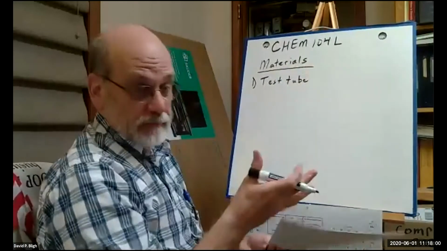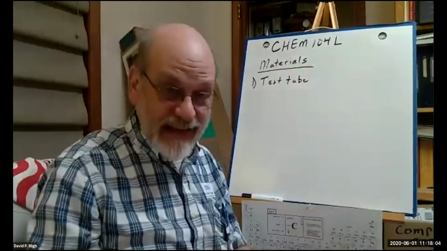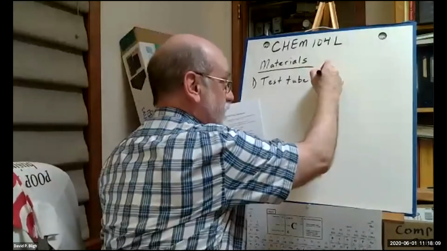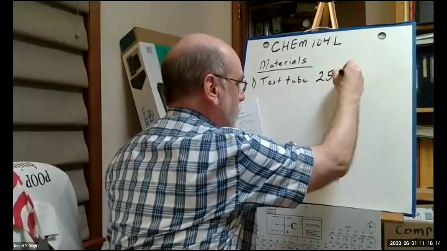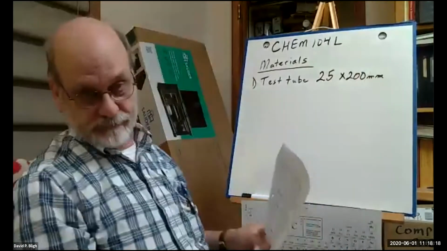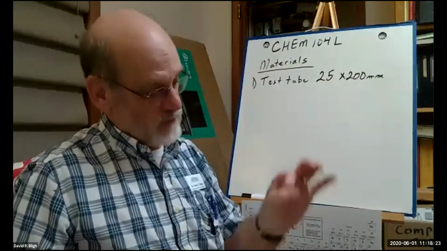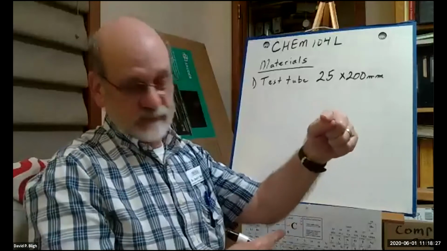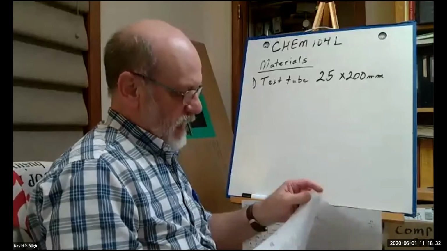We only need one, and the one that we used to collect the data was a fairly big one. And I believe it's 25 by 200 millimeters. Right. So 25 millimeters is about an inch, and 200 millimeters is about 10 inches. It's a big tube. What else do we need?